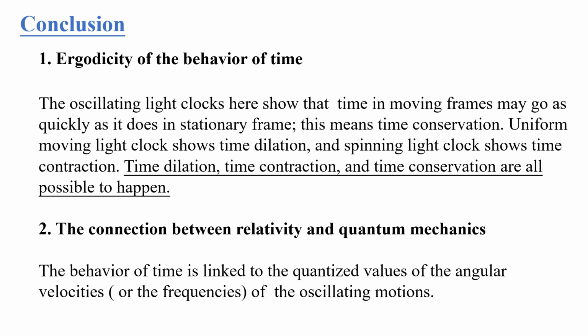The oscillating light clock here shows that time in moving frames may go as quickly as it does in the stationary frame. This means time conservation. The uniformly moving light clock shows time dilation, and the spinning light clock shows time contraction. Time dilation, time contraction, and time conservation are all possible to happen.